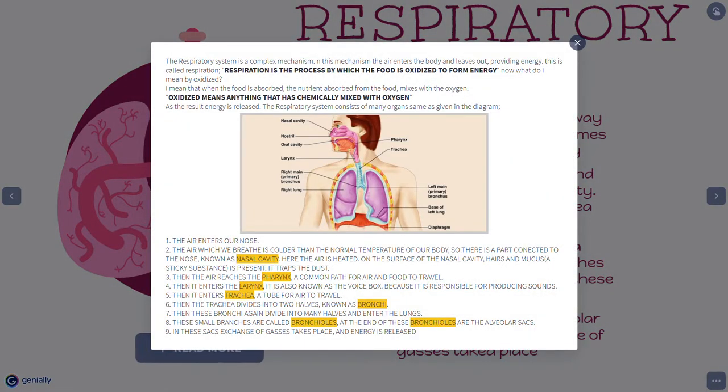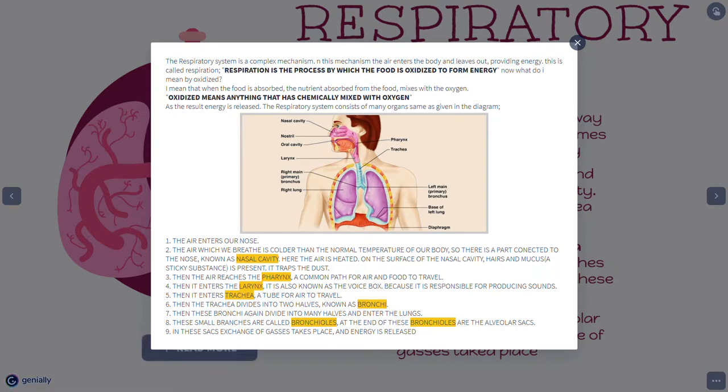Before going to the respiratory tract, we need to understand what respiration is. Respiration is the process by which food is oxidized to form energy. Whatever food we eat is oxidized, meaning the oxygen we take in chemically mixes with it to form energy, and water and carbon dioxide are byproducts. What does oxidized mean? Oxidized means when anything chemically mixes with oxygen, then that thing is called oxidized. Through this respiration, energy is released. All the organs which make up this complete system are called the respiratory system, and it consists of many things. So let's study about it.